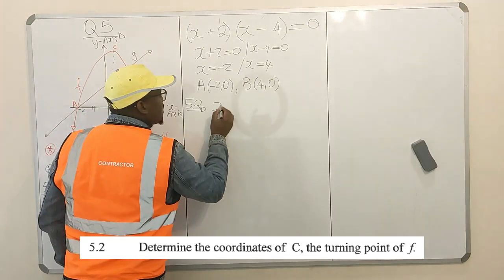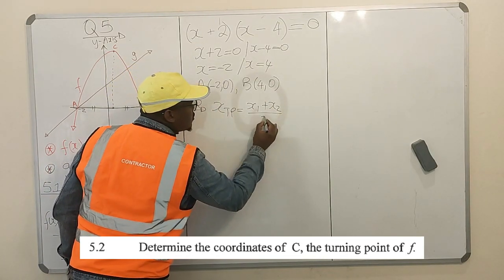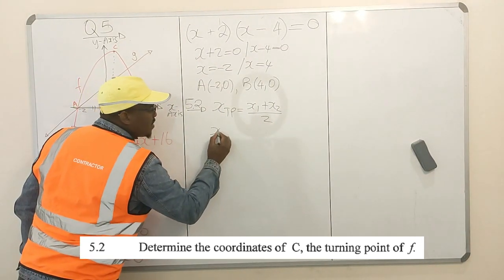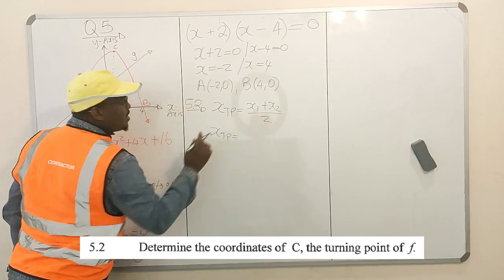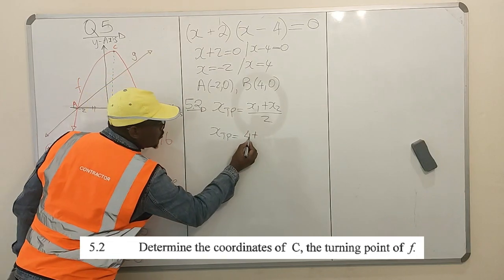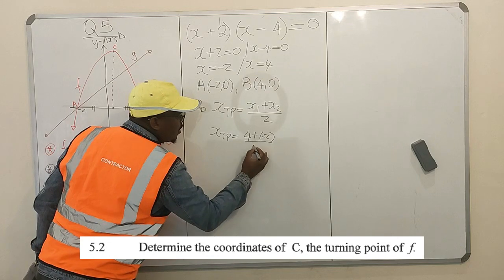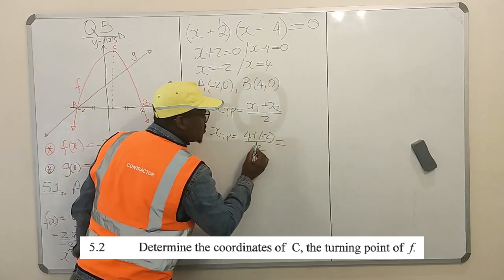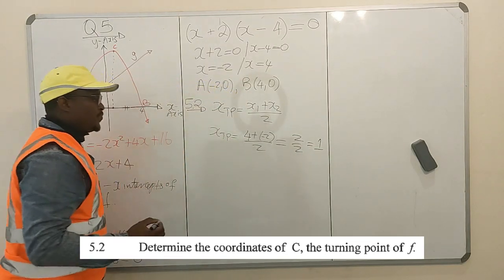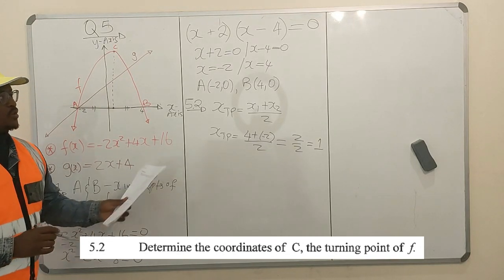You can say, okay, the x coordinate of the turning point will be x1 plus x2 all over 2. This is what we want, the x coordinate of the turning point. x1 is x-intercept 1, which is 4, plus x-intercept 2, which is minus 2, all over 2. And this is 2 over 2, which is equal to 1. So we get that our x coordinate for the turning point is 1.